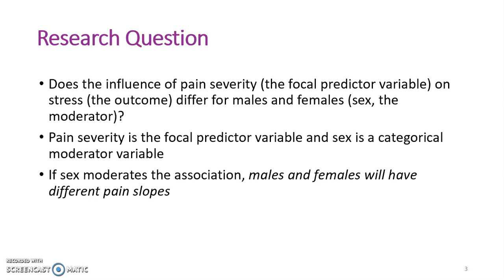So our research questions are, the first one is whether pain severity influences stress and whether that effect differs for males and for females. So in this example, pain severity is the focal predictor variable because we think pain severity is what might have an influence on the outcome of stress. But we think that that effect might differ for different categories of this other variable, the moderator, which is sex.